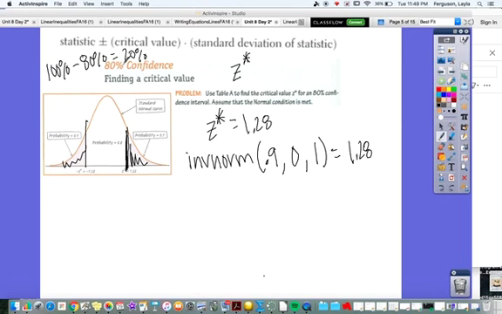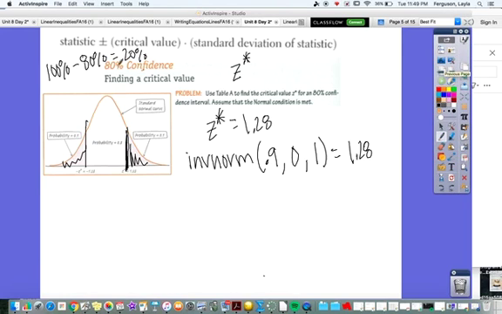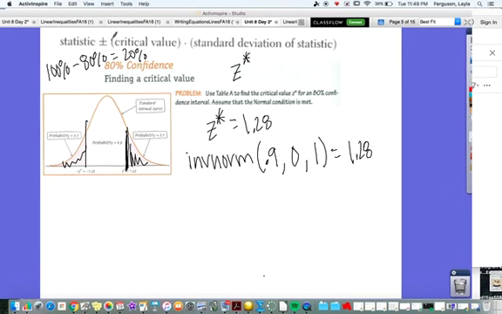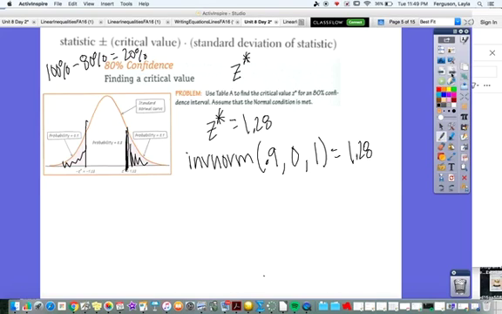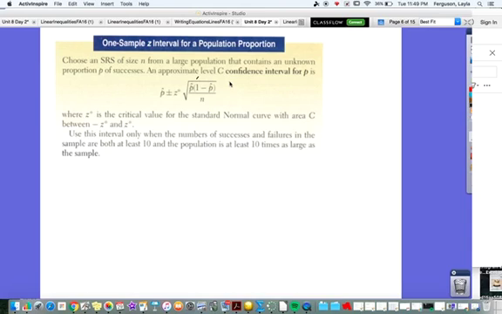If I go back a slide, that is what this is up here. So this gives you the formula for what you would use if you were trying to calculate a one sample z interval for a population. So you have your statistic, whatever that may be. In this case, we're doing population proportion, so that would be our p hat. And then plus or minus the critical value, which will be your z star, and then the standard deviation of your statistic.